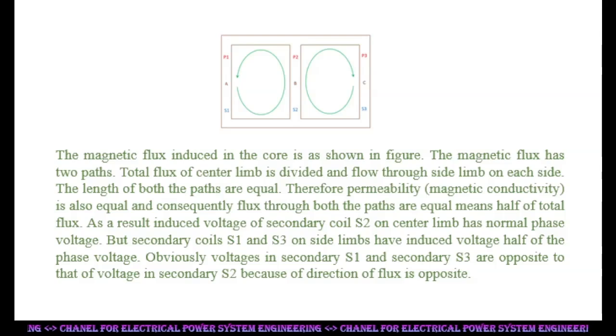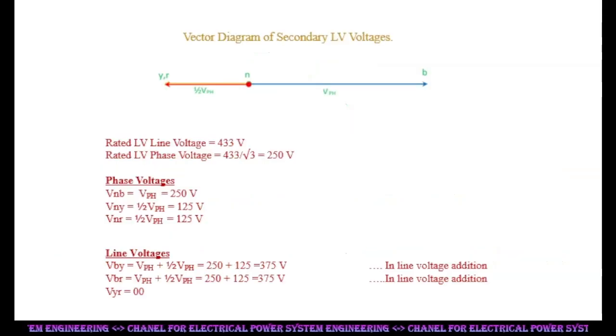means half of total flux. As a result, induced voltage of secondary coil S2 on center limb has normal phase voltage. But secondary coils S1 and S3 on side limbs have induced voltage half of the phase voltage. Obviously, voltages in secondary S1 and secondary S3 are opposite to that of voltage in secondary S2 because direction of flux is opposite. Vector diagram of secondary LV voltages.